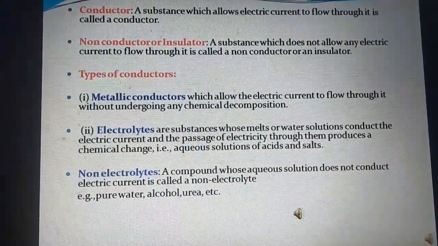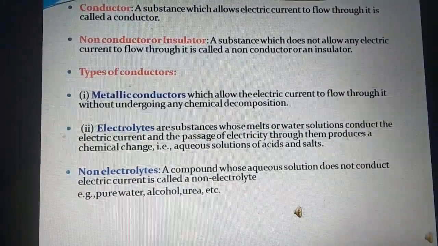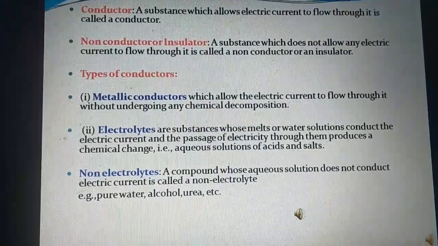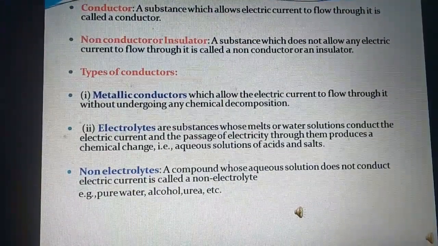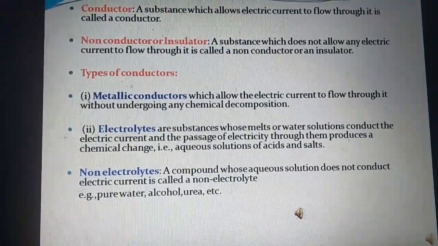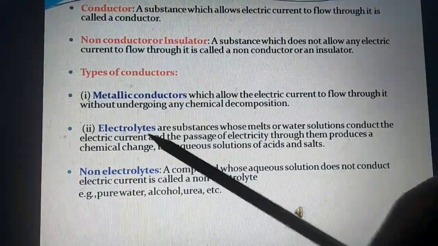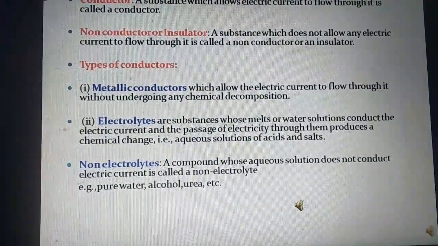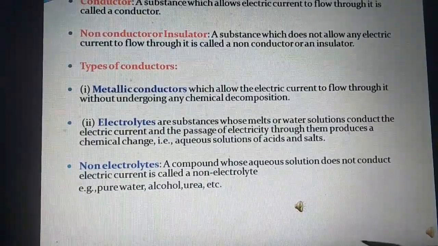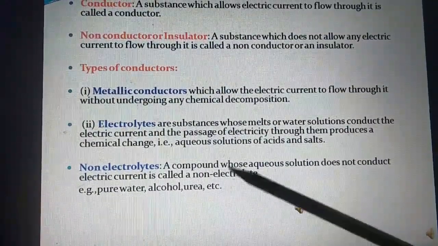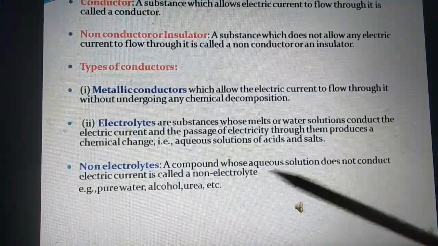Types of conductor. There are two types. Number one is metallic conductors. These are those which allow the electric current to flow through it without undergoing any chemical decomposition. And electrolytes are substances whose melts or water solutions conduct the electric current, and the passage of electricity through them produces a chemical change. For example, aqueous solutions of acids and salts.